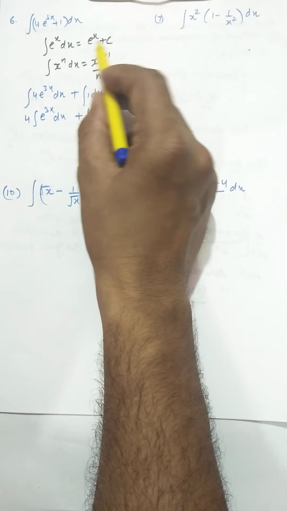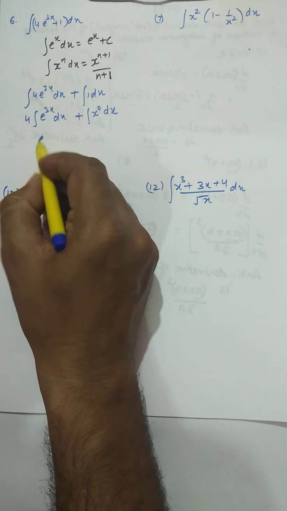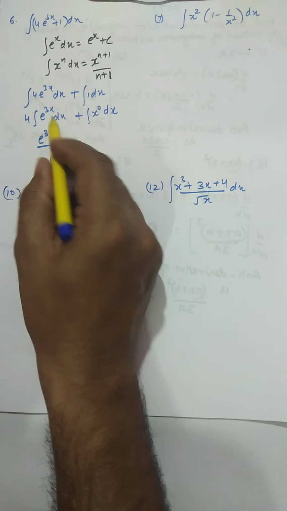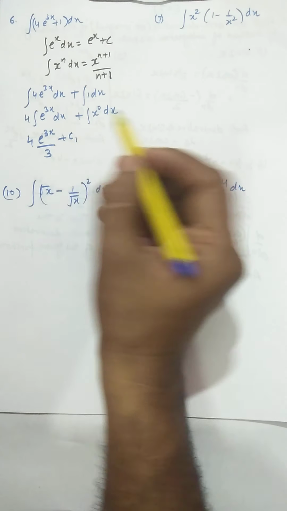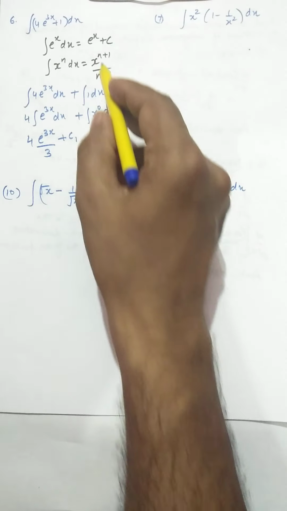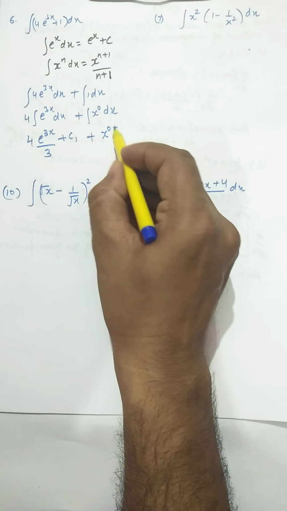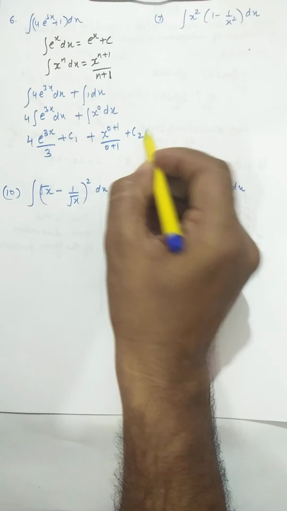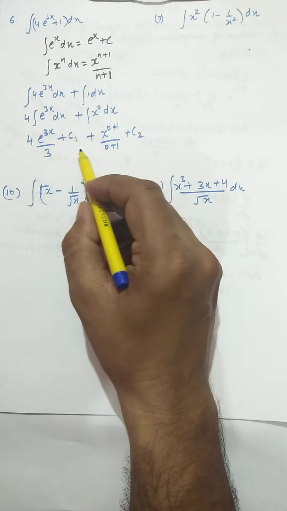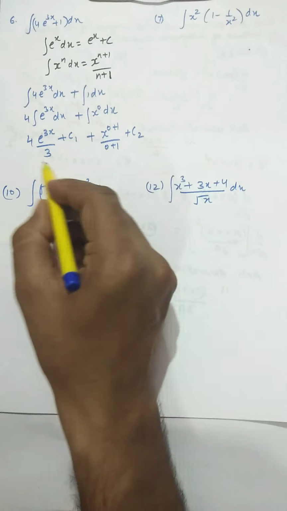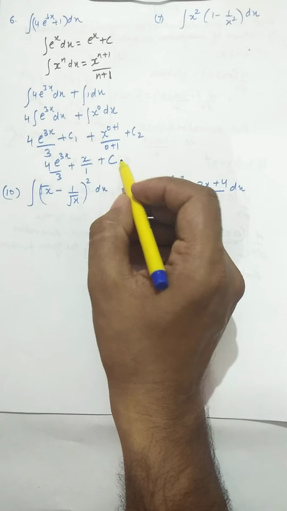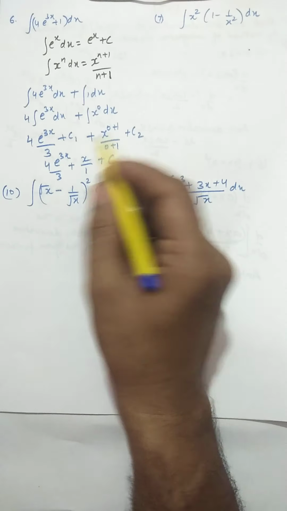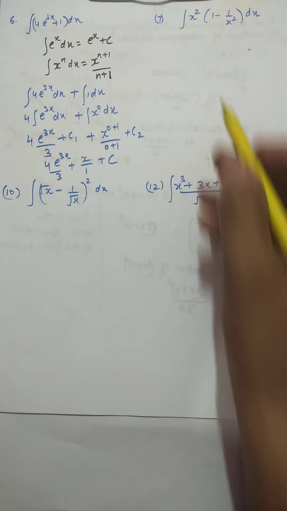So according to this rule, the integration of e^3x, we have seen in the method of inspection also, is e^3x upon 3, and this is 4, and plus you can write c1 here for this, and for x^0 you can apply this power rule, so x^(0 plus 1) upon (0 plus 1) plus c2. And in general we do not use two constants, so we can write this combinedly as 4e^3x upon 3 plus x upon 1 plus c. So here that c means this is the sum of c1 plus c2, because the sum of two constants will again be a constant.